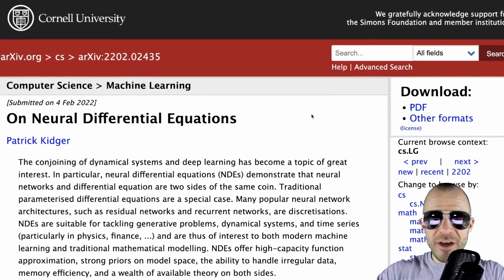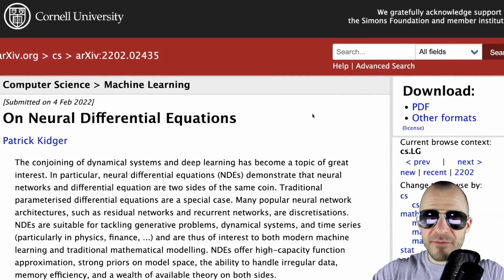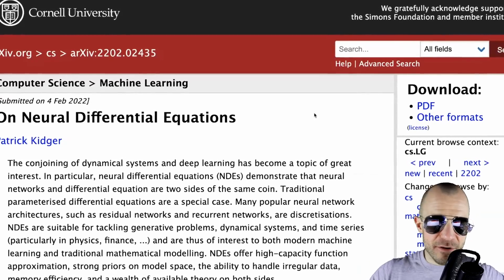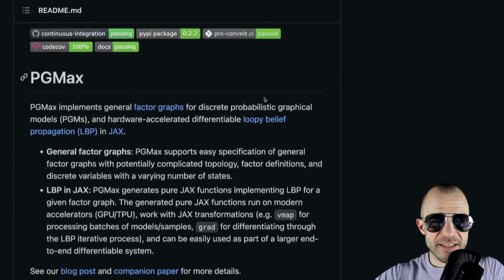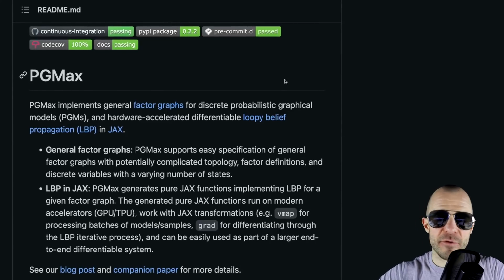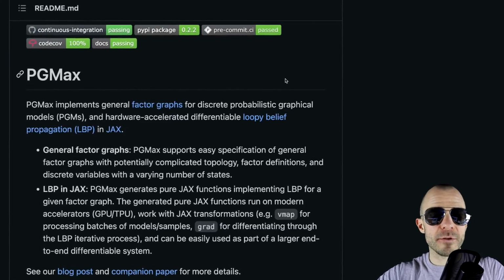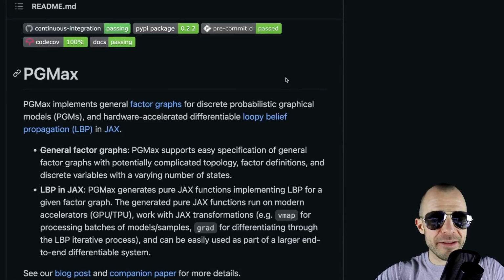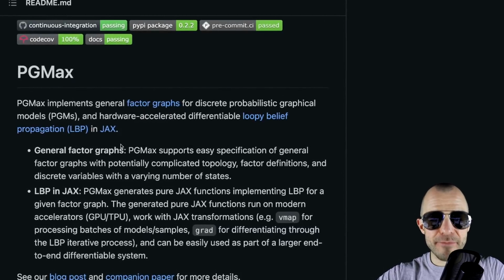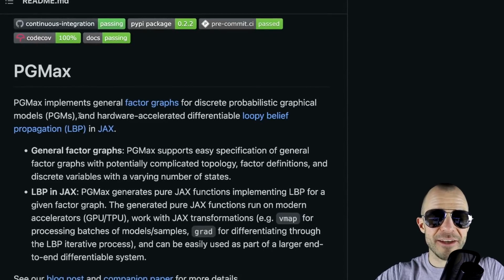On Neural Differential Equations is on arXiv, but it's not just a paper, it's an entire PhD thesis by Patrick Kidger, and it serves as a little bit of a textbook on neural differential equations. So if you're into that, check it out. PGMax is a library that implements general factor graphs for discrete probabilistic graphical models. Graphical models have been a little bit forgotten, at least in the mainstream deep learning world in recent years, but they were really cool before AlexNet. So this library, among other things, implements differentiable loopy belief propagation in JAX.